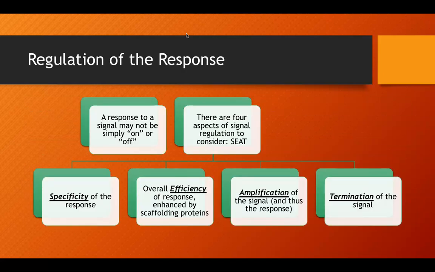There are 4 ways that cell response can be regulated, and I call this the SEAT, S-E-A-T. The S is for specificity. Remember, if a cell does not have the correct receptor, it cannot respond to the signal, cannot bind the ligand. Efficiency is response that is enhanced by a protein such as a scaffolding protein.